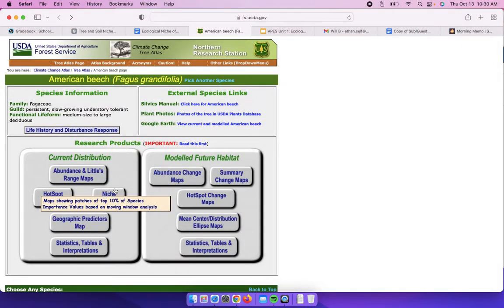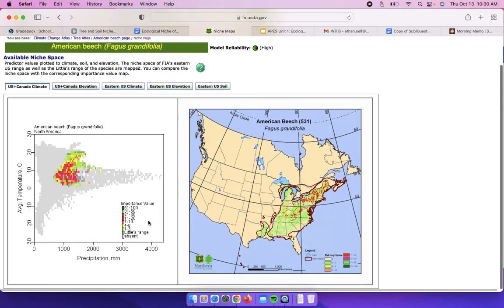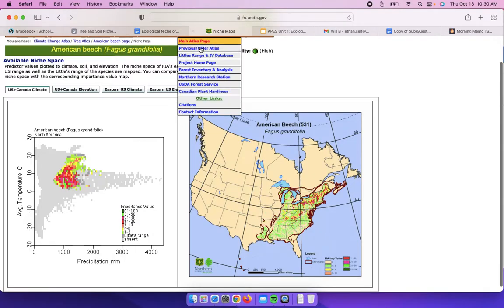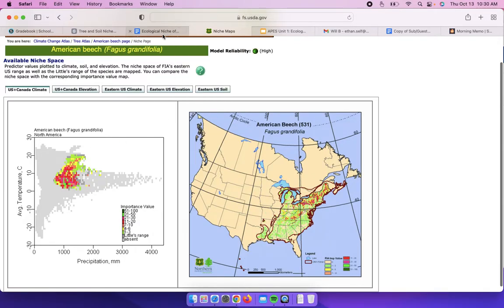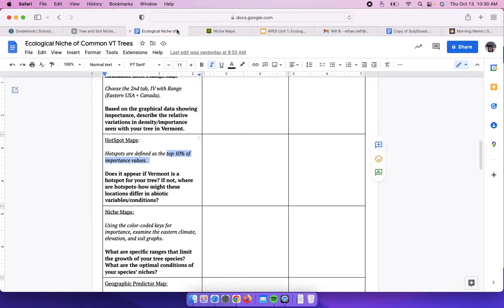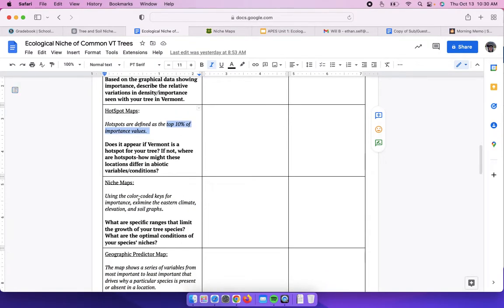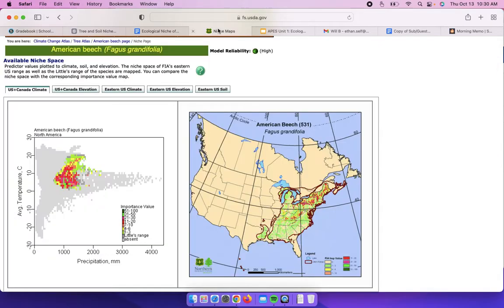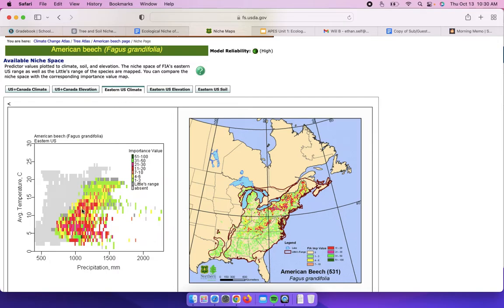The third map that we can go to is the niche map. And the niche map is going to sort of show us a variety of different distributions. Now, to use the niche map, you are going to be using the color-coded keys for the eastern climate, elevation, and soil graphs. This is going to show us the eastern U.S. climate, and it's going to show us that roughly we tend to see beech trees scattered within biomes that have roughly this range in precipitation and this temperature.